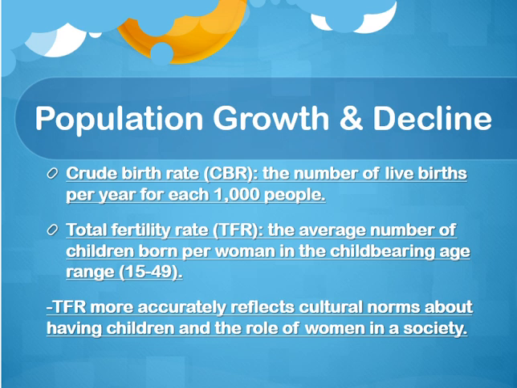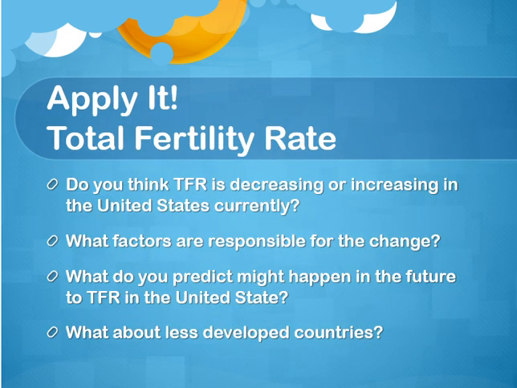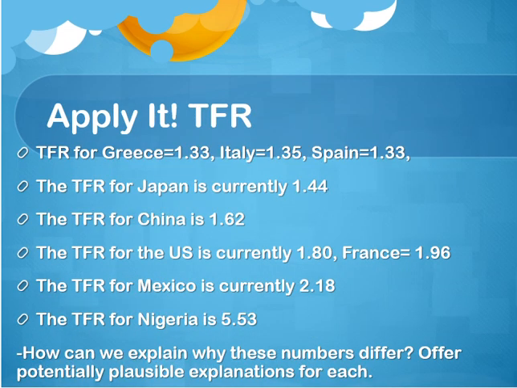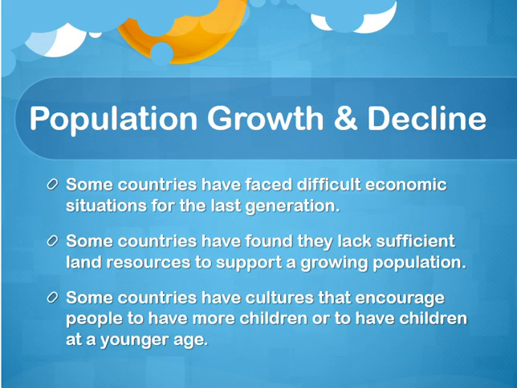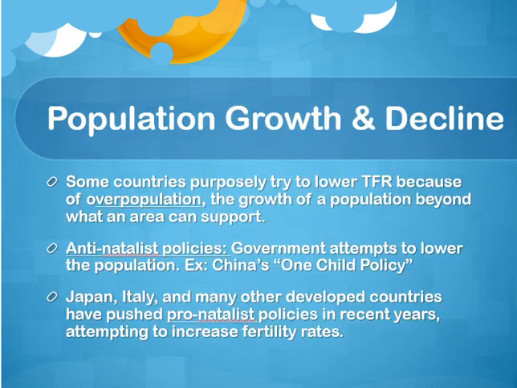They try to figure out where they're at. They use crude birth rate, the number of live births per 1,000 people, or they use total fertility rate, or TFR. That's the average number of children born to a woman of childbearing age. TFR is a better measurement. It communicates much more clearly what we're looking for. Okay. Countries with high TFRs or countries with low TFRs sometimes try to adjust their birth rates.